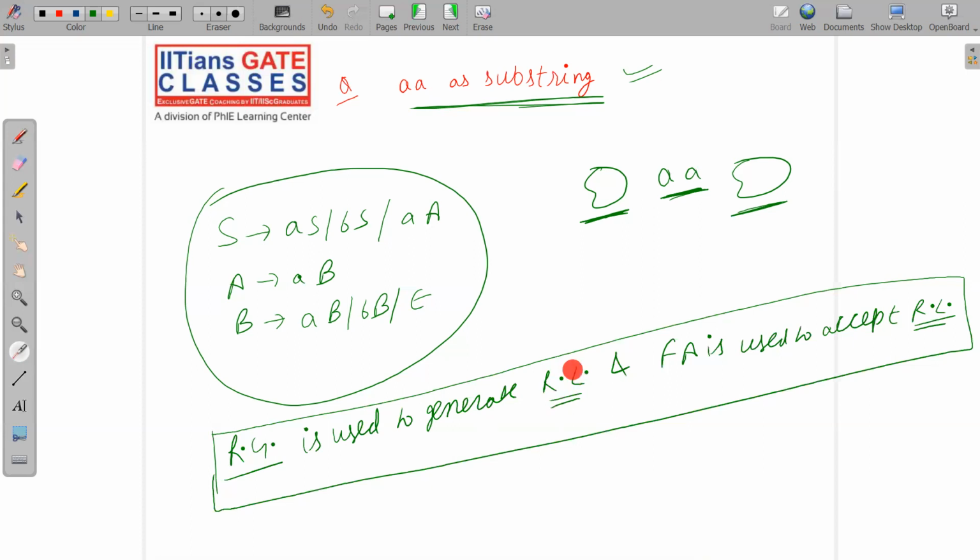A language is said to be regular. See, I am saying that double A substring language is regular. Why am I saying it is regular? Because I am able to write a regular grammar which can generate this language. So a language is said to be regular if and only if, IFF, that means both ways. A language is said to be regular if and only if we are able to write a regular grammar generating it, or we are able to write an FA accepting it. Okay, so for double A something, I have already written the FA for you.